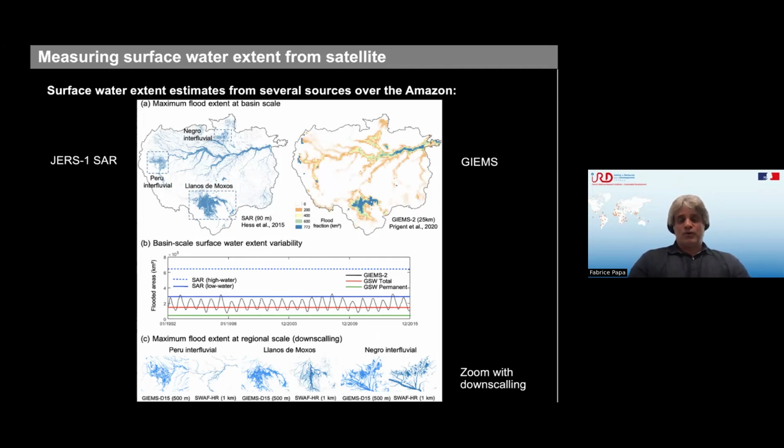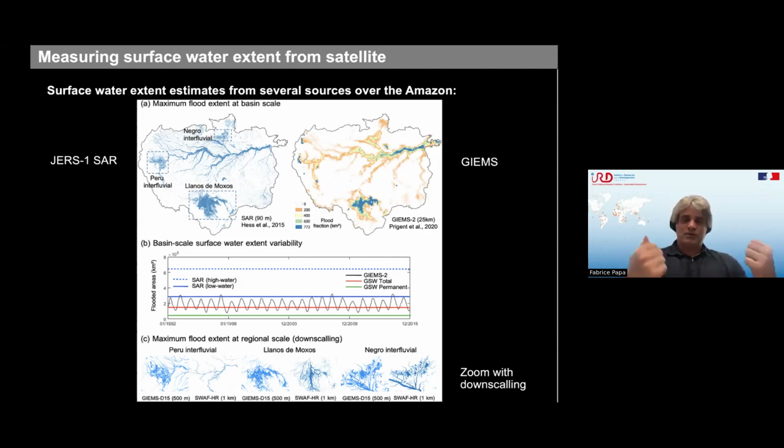So I'm not going to go into details. Of course, there is a lot of disagreement on these two comparisons. On the right, that's the wetland extent or surface water extent from GIMS. On the left, all in blue, this is the estimate from the SAR. You can see that overall there is a good agreement, but when you dig into that, of course, there are some differences, especially in the total amount of water which has been detected.